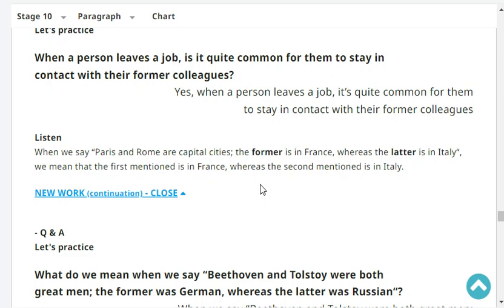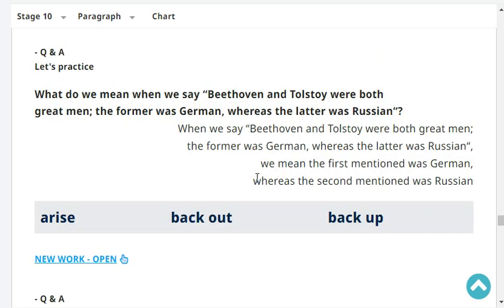Let's practice. What do we mean when we say Beethoven and Tolstoy were both great men? The former was German, whereas the latter was Russian. We mean the first mention was German, whereas the second mention was Russian.